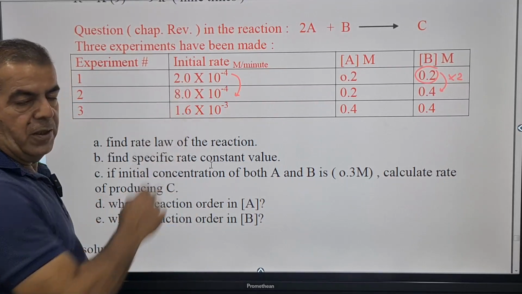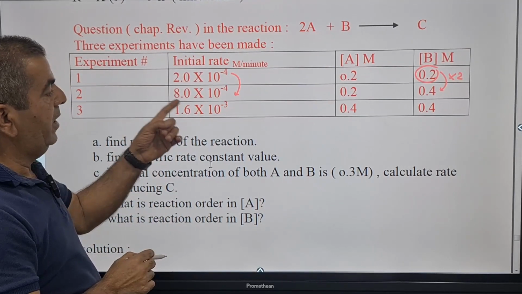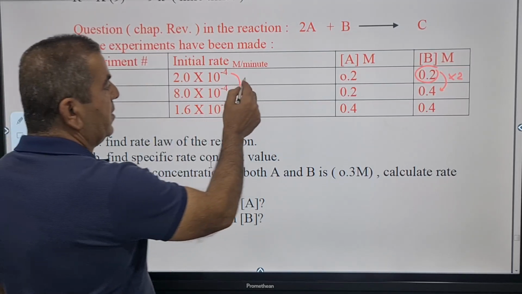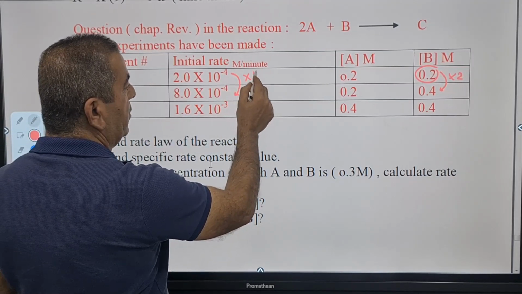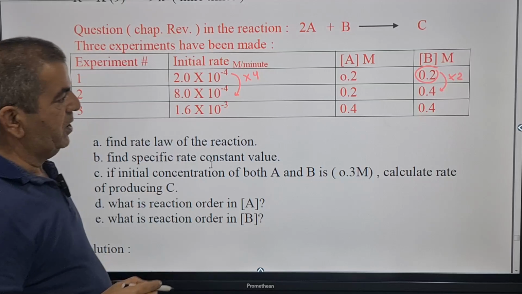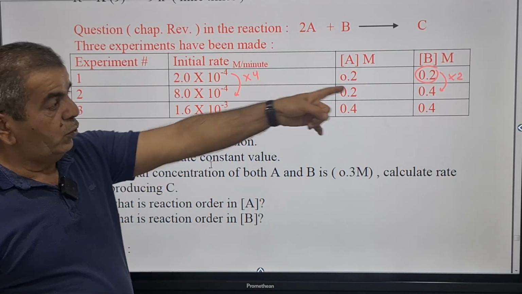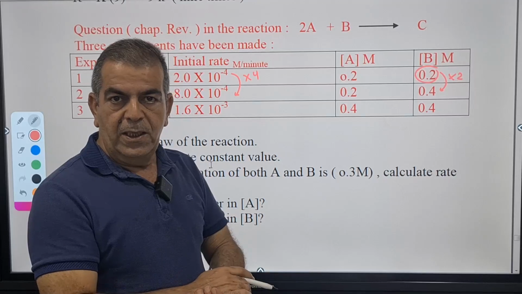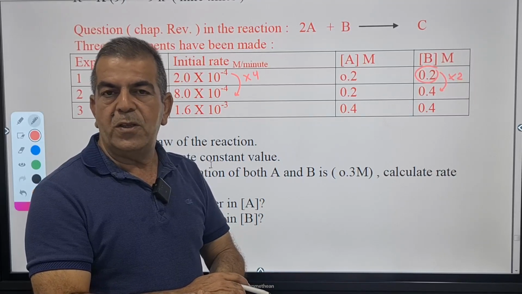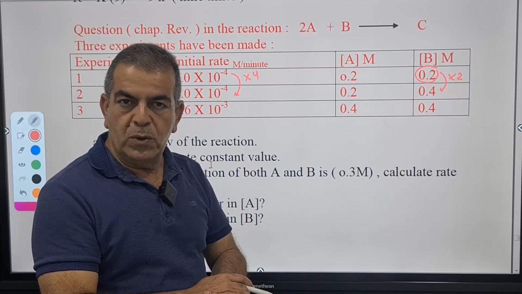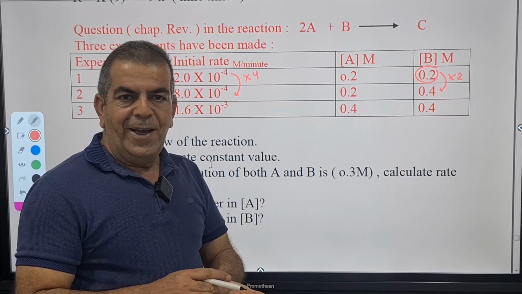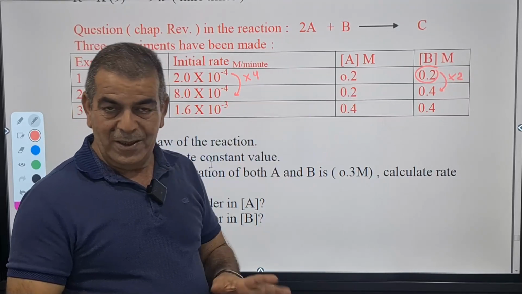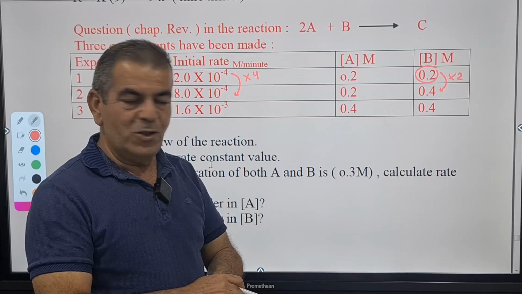2 times 10 power negative 4. But it became 8 times 10 power negative 4. Which means it's multiplied by how many? By 4. Of course, you know that 4 equals 2 power to n. N means here equals to how many? To 2. So we can predict that order of B is how many? Order of B is 2.